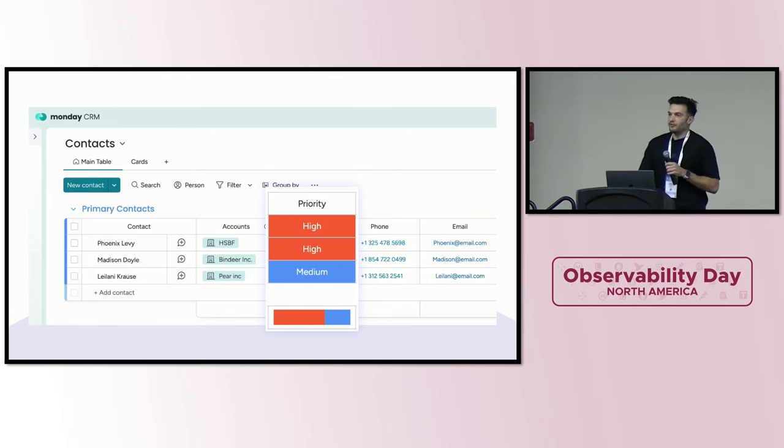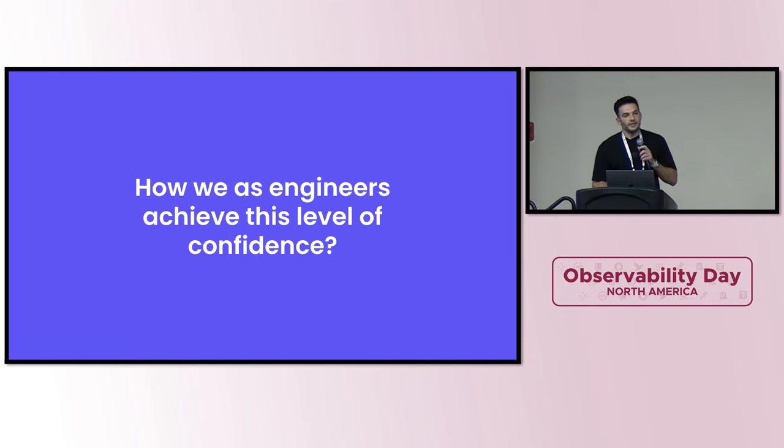It is a golden flow that users take for granted, like picking up your phone and seeing the screen turn on. It cannot break under any circumstances. So how do we achieve this level of confidence in such a business-critical flow?